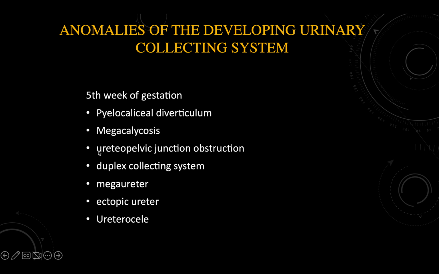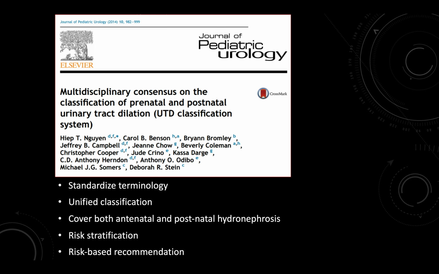Okay, so anomalies of the developing urinary collecting system normally occur during the 5th week of gestation, and as listed, we will discuss some of these because they are quite common. Before that, I just want to highlight that we normally describe pelvic dilatation of the kidney using the UTD classification, because it's actually a standardized terminology, very unified. Our primary teams understand it. And it can be done antenatally as well as postnatally. You know what the risks of this are, and how we go about it afterwards.